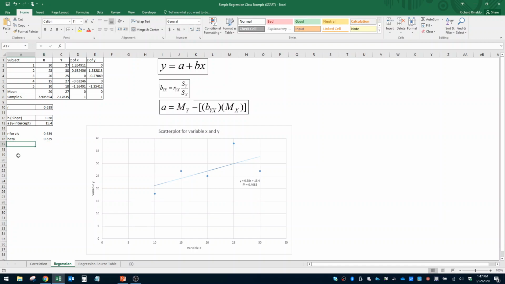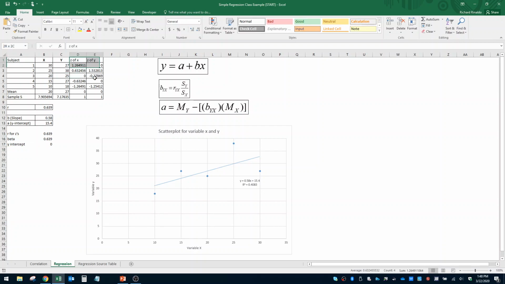Then the y-intercept will be equal to 0. So the y-intercept is equal to the mean of y minus the b value, the slope function, times the mean of x. And it is 0. So you will see this on SPSS when we see it later.